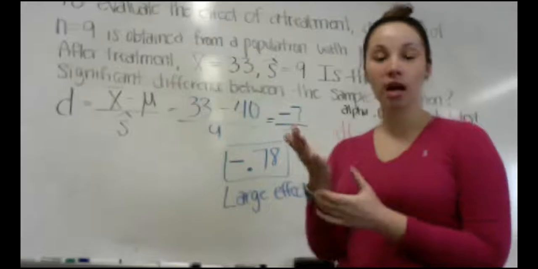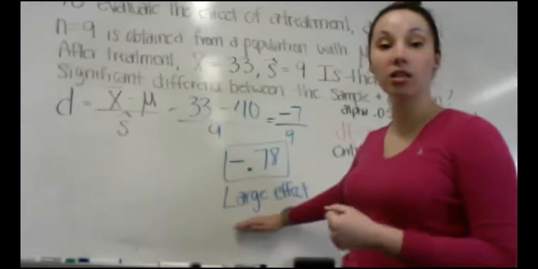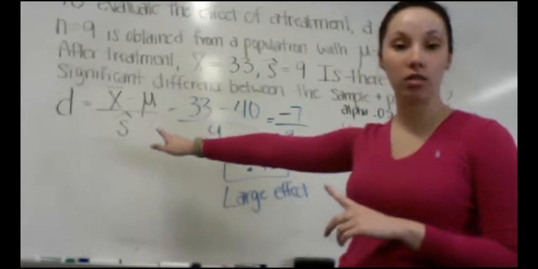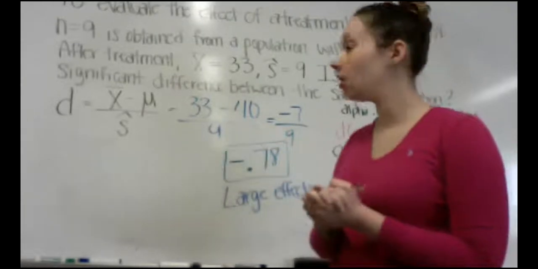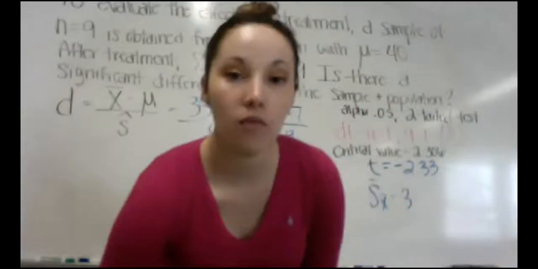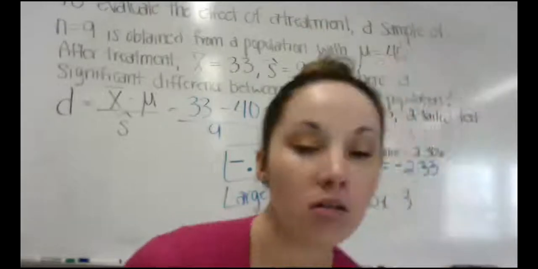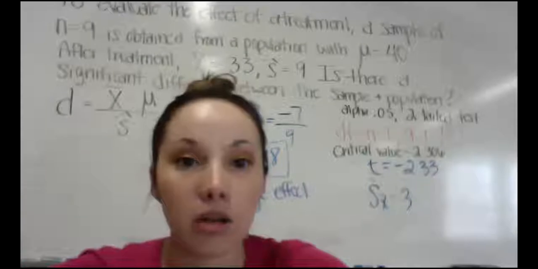So not only do we have a significant difference between our sample and our population, but we have a large difference. The reason that we know that is because we calculated our Cohen's d, and it told us that we have a large effect happening. Basically, that is, from beginning to end, the steps of a single sample t-test. If you have any questions about single sample t-test from chapter 9, of course, shoot me an email and I can answer any questions that you may have.